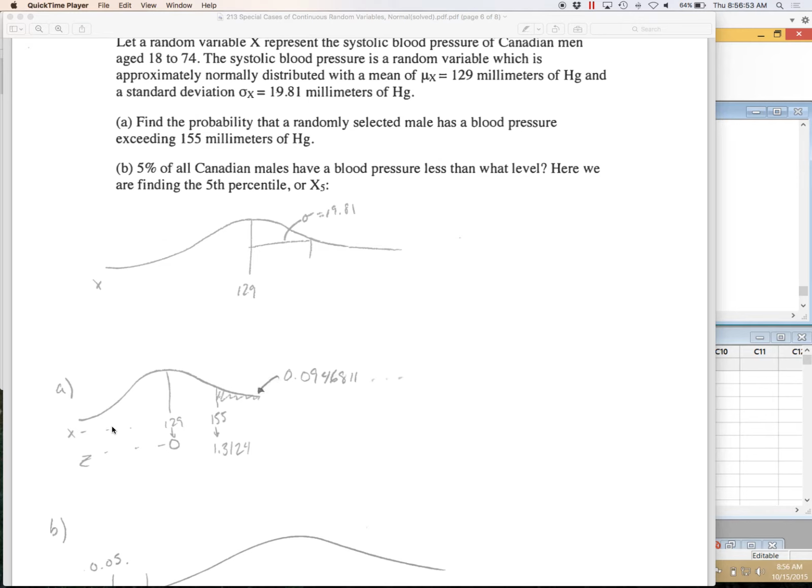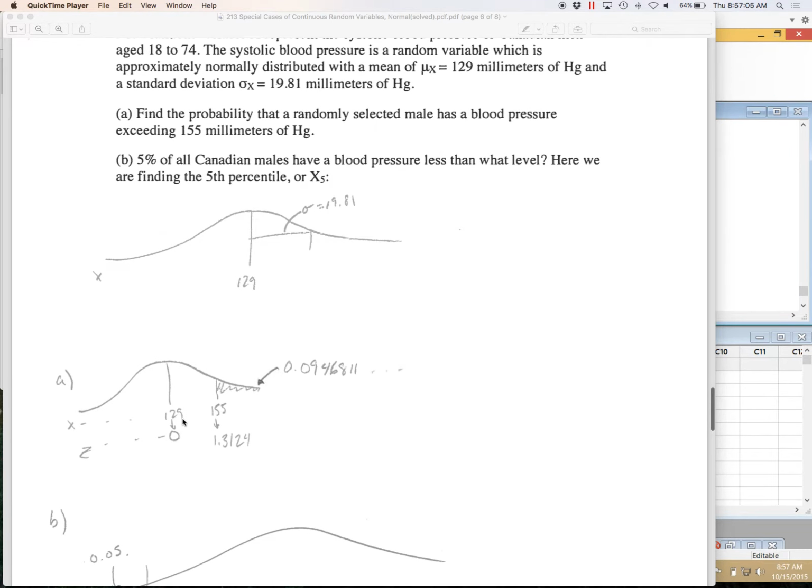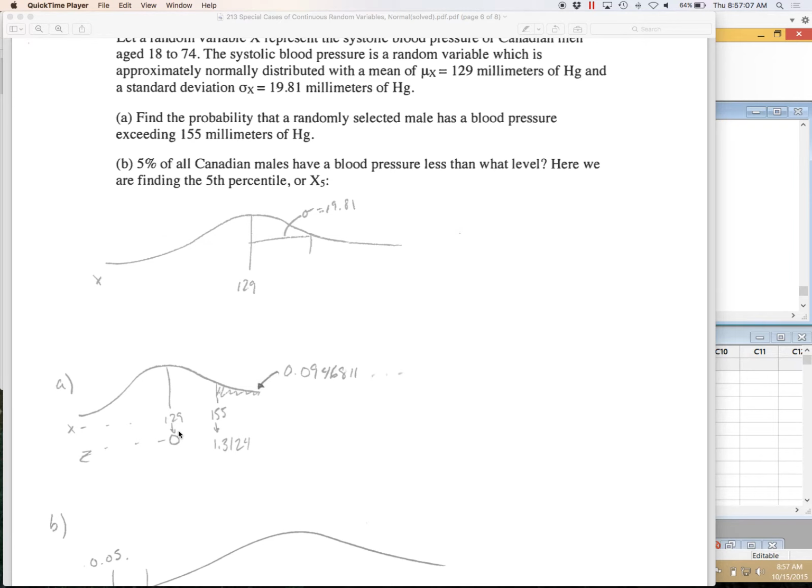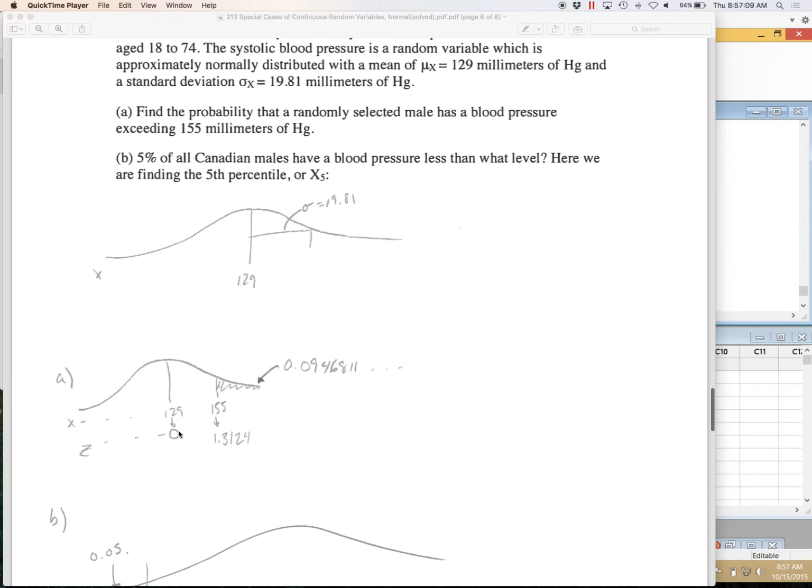We've got two scales. We've got the Z scale, and this is in the units measured, which is millimeters of HG, I guess. So we can convert that into the Z score. How we do that, again, remember the formula is Z equals x subtract mu, divided by the standard deviation.